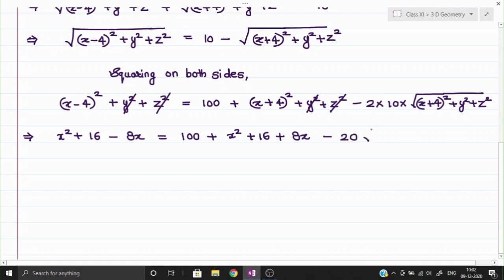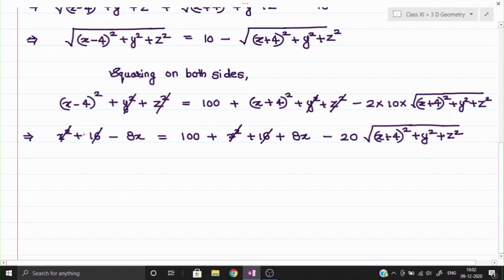20, and then under root of this term will be as it is, (x plus 4) whole power 2 plus y square plus z square. Now again you see, again two terms are going to cancel. One is x square and second one is 16. These two terms we can cancel.